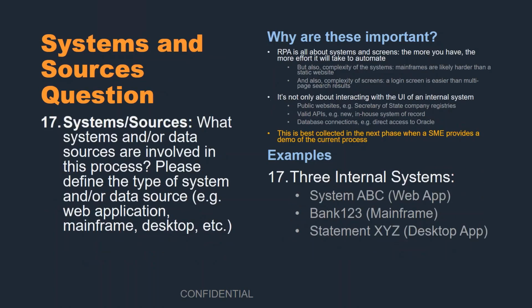So I think there are three more here. Systems and sources. A lot of the time, especially with RPA, you've probably talked through this quite a bit. Where does the data come from? Where's the data going? Those sorts of things.